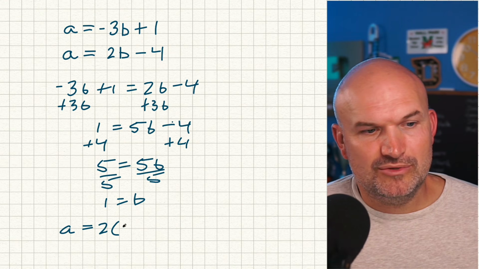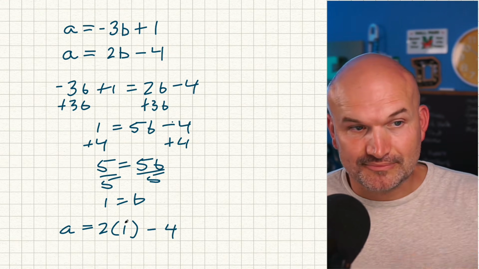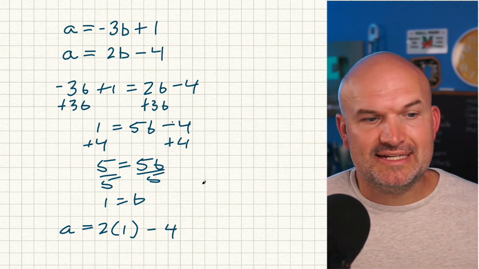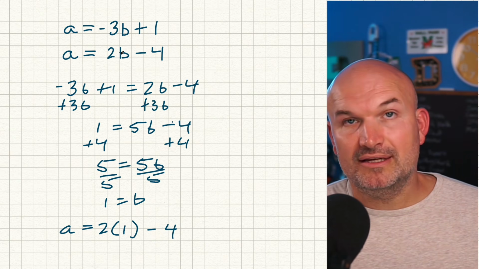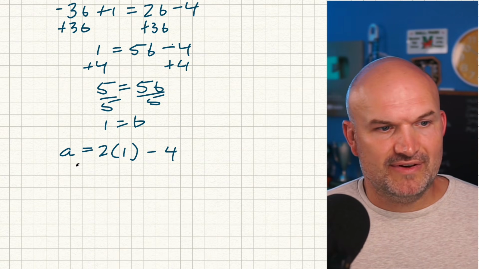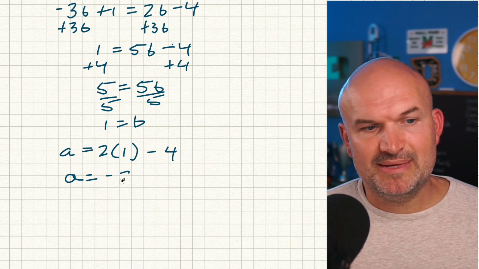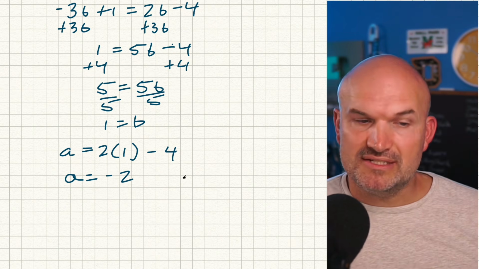So a is equal to 2 times 1 minus 4. Okay, and again, I'm utilizing these parentheses showing that I substituted the value b or the letter b in for the value of 1. So now I can just go and simplify this. So 2 times 1 is going to be 2. So a is 2 minus 4, which is going to be negative 2. And now I have solved the system of equations.